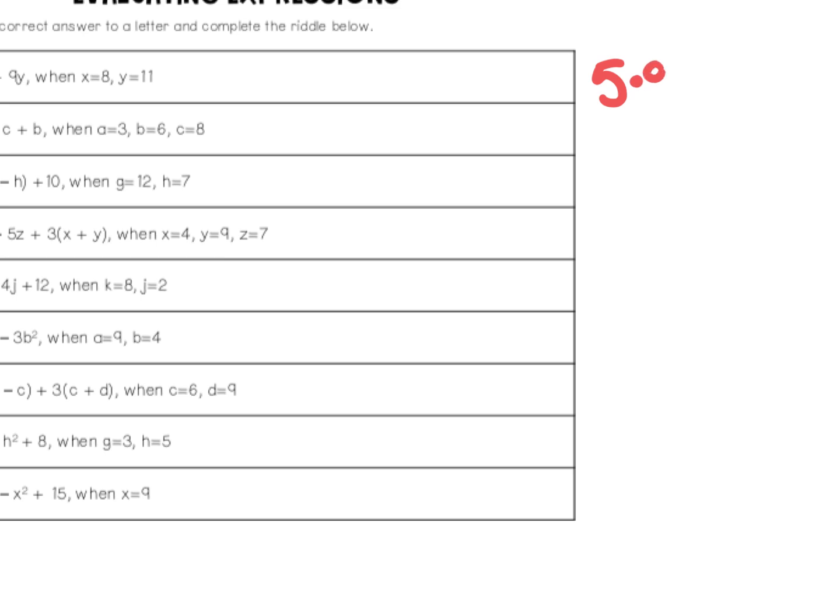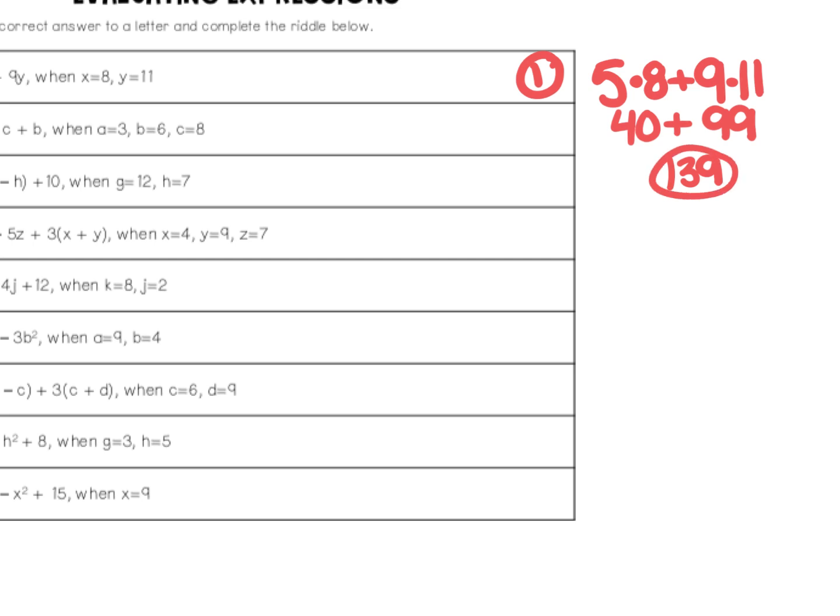5x means 5 times x, and 9y means 9 times y. So I'm rewriting it with those numbers substituted in, and then I'm just going to solve using order of operations. So multiplication and multiplication, and then I can add those together. This is what I would have on the back for number 1.